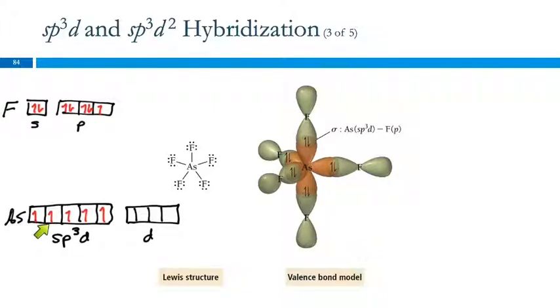So each of these boxes here with one arrow is one of these sort of copper-colored things here. And then the green is this orbital from the fluorine that's half-filled. So fluorine's half-filled orbital overlaps with an sp3d. So this is overlapping with one fluorine, and each of these is going to overlap with a different fluorine atom. And so we're going to get 5 bonds. We have 5 fluorine atoms bonded to the arsenic.